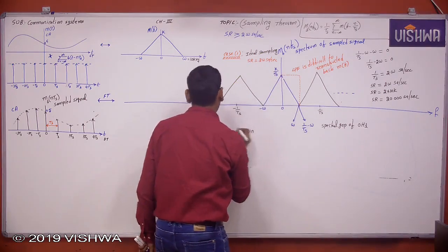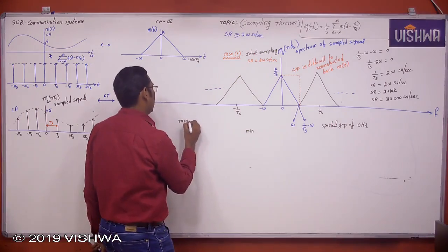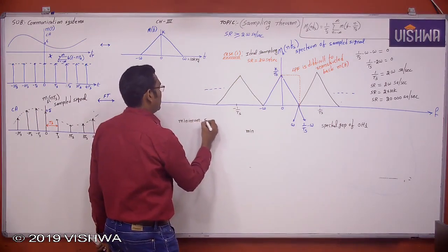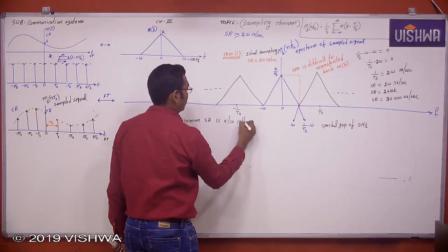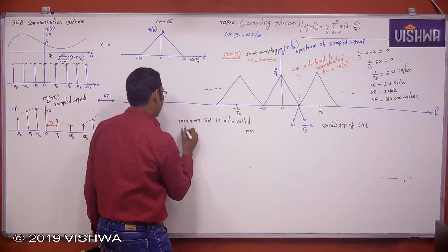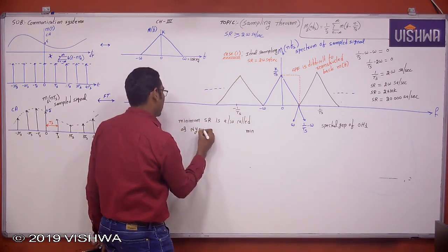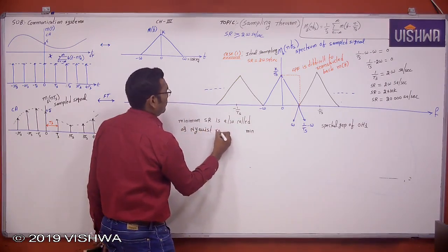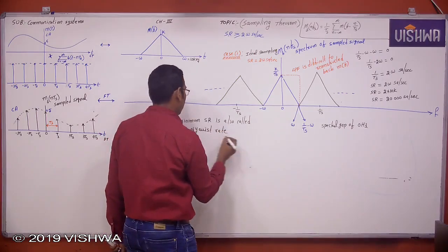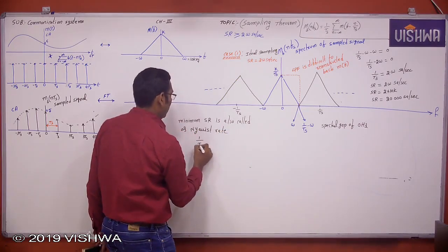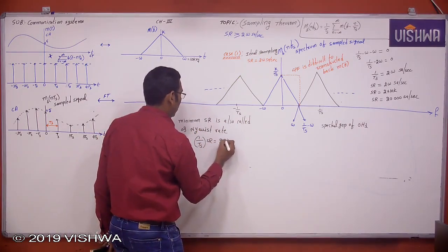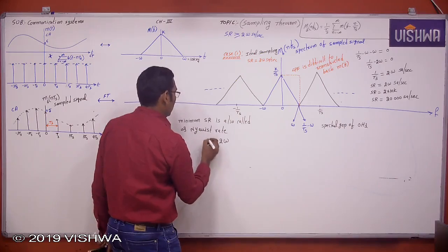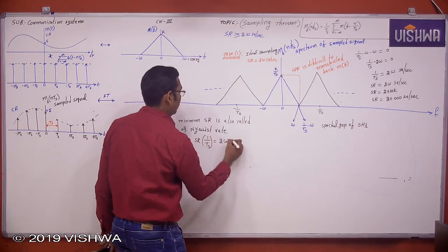The minimum sampling rate is also called the Nyquist rate. Therefore, if nothing is given, the sampling rate is equal to the Nyquist rate.